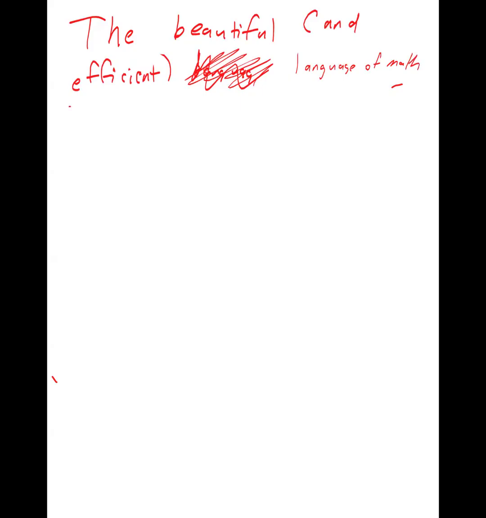Okay, so what's the beautiful and efficient language of math? So first of all, there's 5 symbols we're going to learn. This symbol, this symbol, this symbol, this symbol, and this symbol. So what do those symbols mean? So I'm going to list them in order 1, 2, 3, 4, 5. There we go. 1, 2, 3, 4, 5.